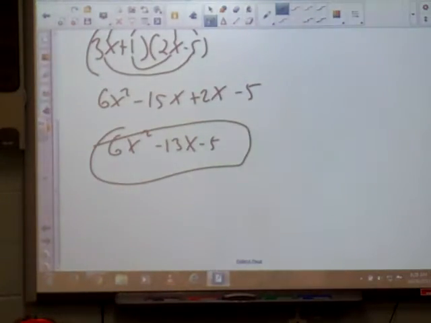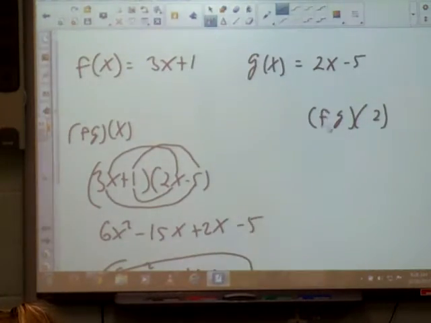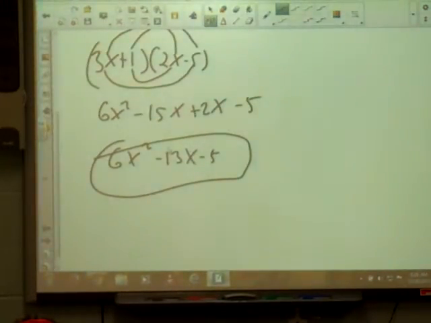Okay, pretty simple. Now the other thing I asked you for was f times g of 2, so you've got options on how to do that. You could take a 2, put it in the f function and get an answer. Take a 2, put it in the g function and get an answer, and then multiply those two, because that's what fg means. Or since you already got f times g here, you can just put a 2 in there. That's what I would do.